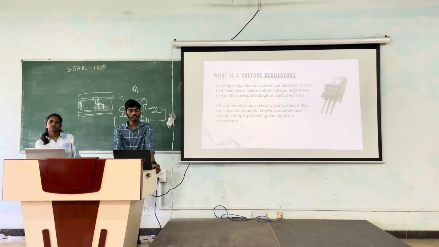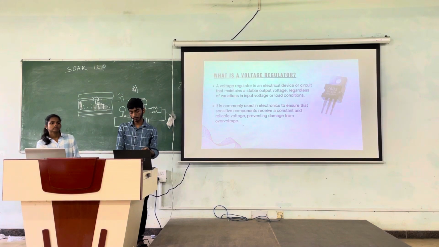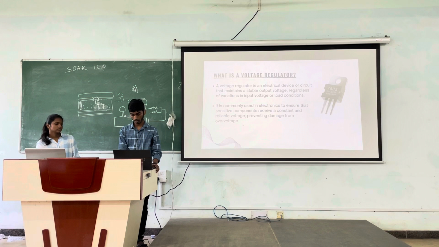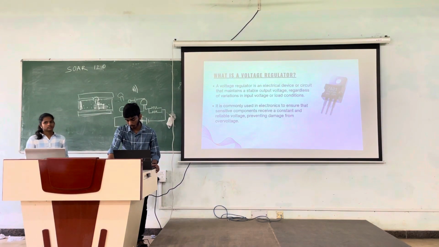Like it is written here, a voltage regulator is an electrical device or circuit that maintains a stable output voltage regardless of variations in input voltage or load conditions. The primary purpose of using this voltage regulator is to regulate the output voltage. No matter whatever input voltage we are giving to this input port, this voltage regulator maintains a constant DC voltage across its output terminal.